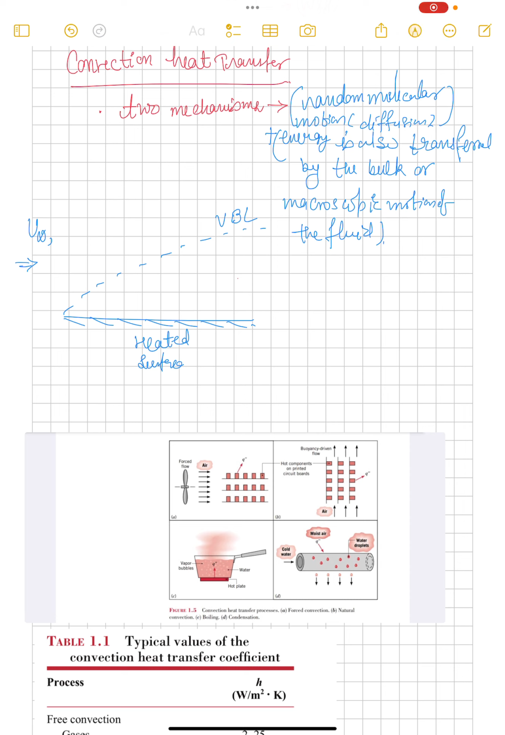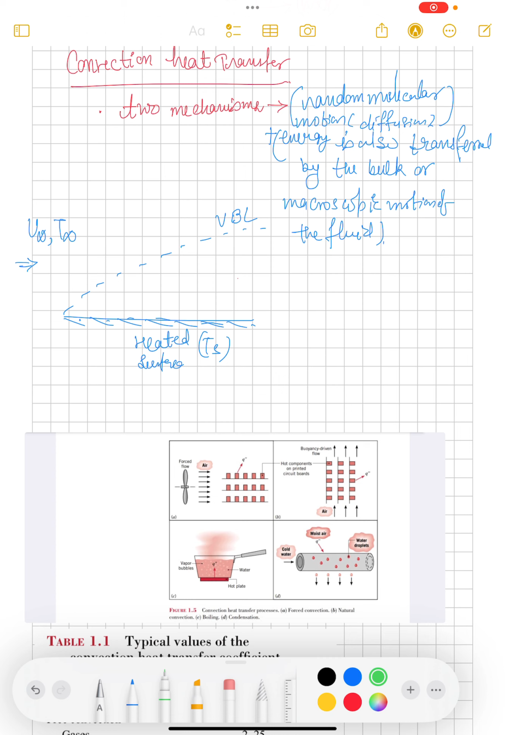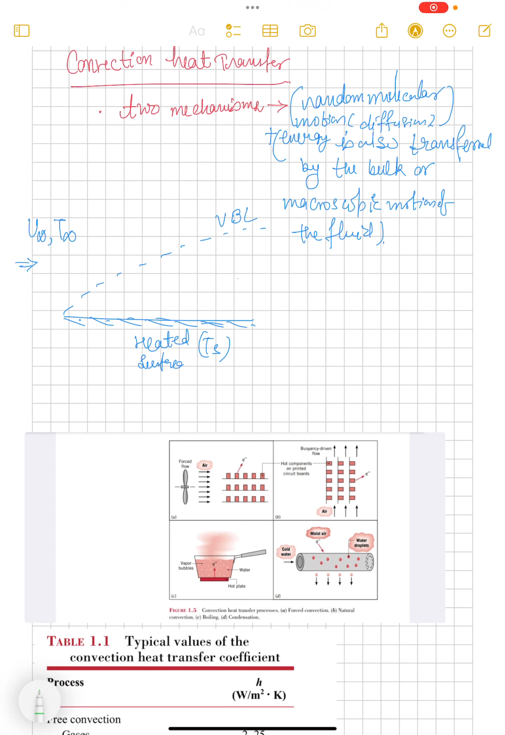The surface temperature is Ts, and it is constant at every point, and then a thermal boundary layer will also form near the surface. That thermal boundary layer can be of the same size or a different size, depending on the fluid itself. Let's say this is the thermal boundary layer.